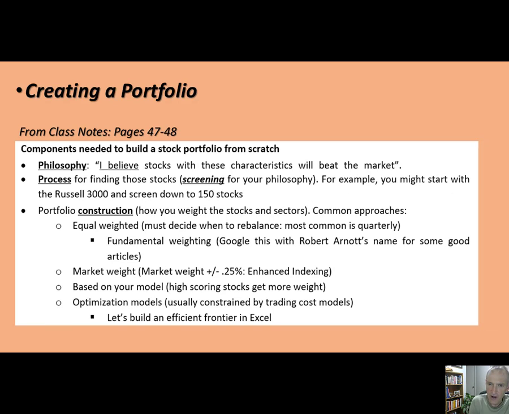All right, so there's the process. The next part is construction. So you have your philosophy, you have your process. Your process tells you what stocks you want to buy. So now the question is, how do you put those stocks in the portfolio? The easiest is equal weight. If you have 50 stocks on your short list, and those are the ones you want to buy, then just put 2% in each one of them. You got your portfolio. That's equal weighted.